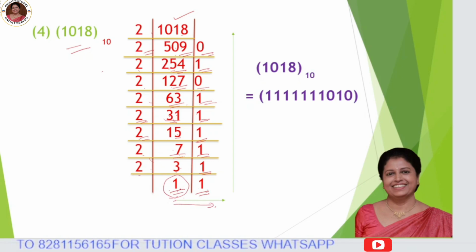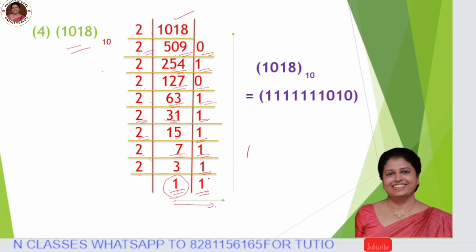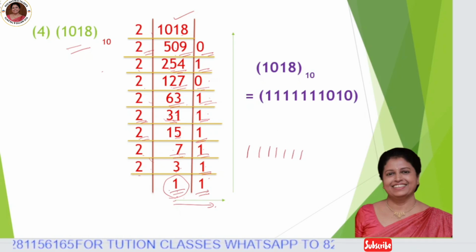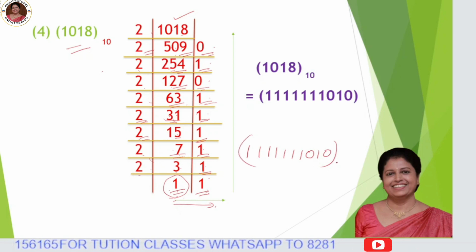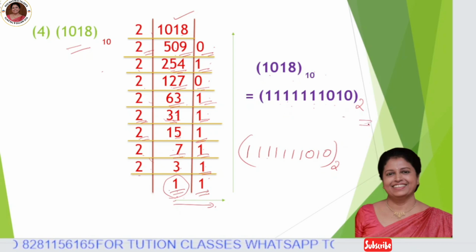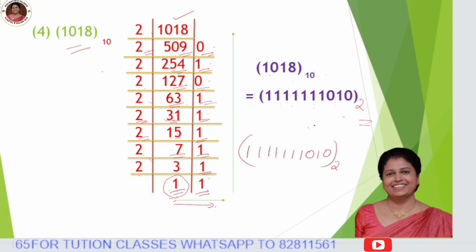So we can start with 1, then 1, 2, 3, 4, 5, 6 ones, then 0, 1, 0. So this is the binary number to the base 2. Okay. So 1018 to the base 10 is converted to a binary number 1111111010 to the base 2. Okay. Let us see in the next class.